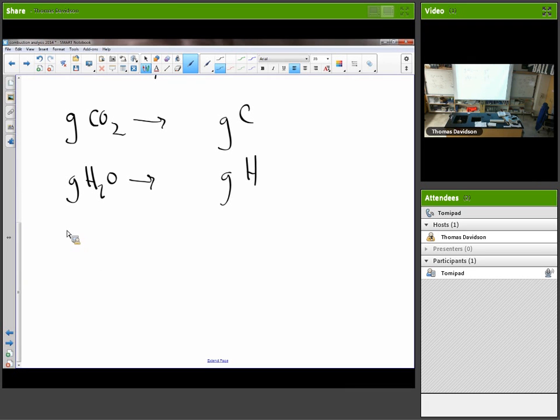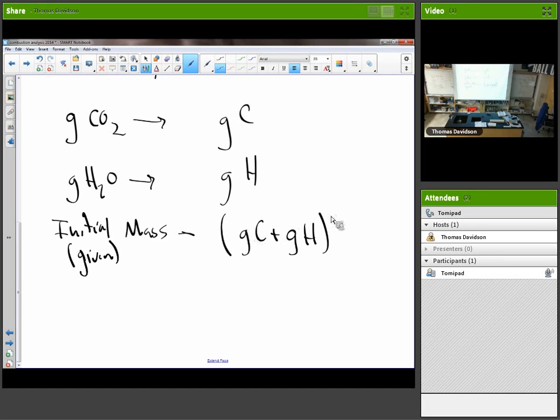Then you need to take your initial mass, that's given to you in the problem. It always will be. Okay? So your initial mass minus the sum of your grams C plus your grams H, and that equals what? Grams of oxygen.